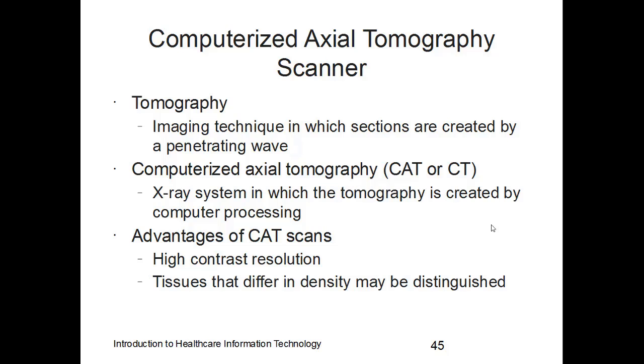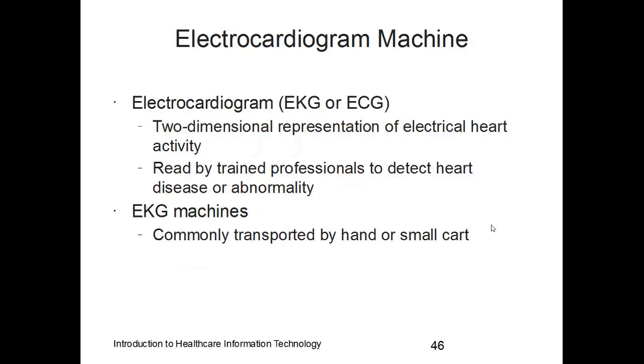Some advantages of the CAT scan: you get very high contrast resolution, much more so compared to that of a standard X-ray. And body tissues that differ in density are able to be distinguished. And that can help to lead to a faster diagnosis of a condition. Next device is EKG or ECG, electrocardiogram. This is a two-dimensional representation of the electrical heart activity. And these readouts can be read by professionals to detect any heart disease or any heart abnormality. And EKGs are commonly transported throughout a hospital, throughout a facility, either by hand or in a cart that can be rolled from room to room.